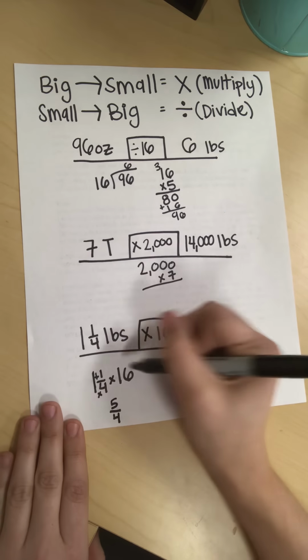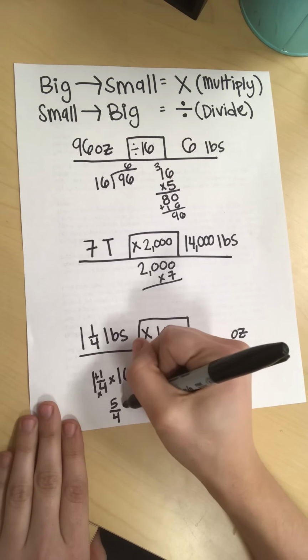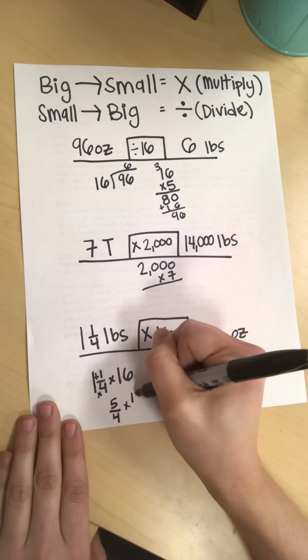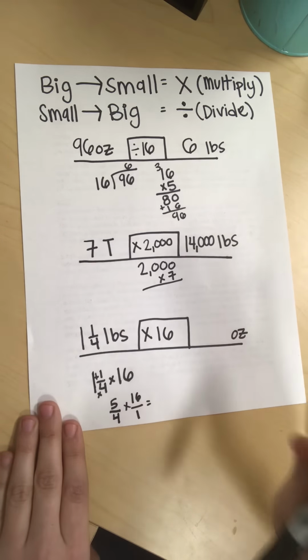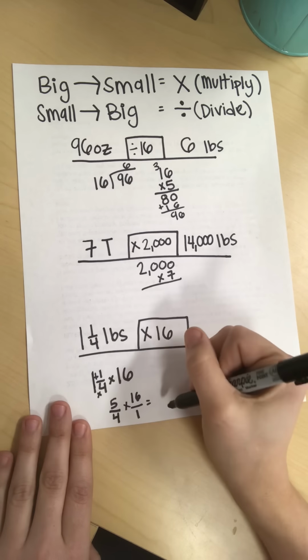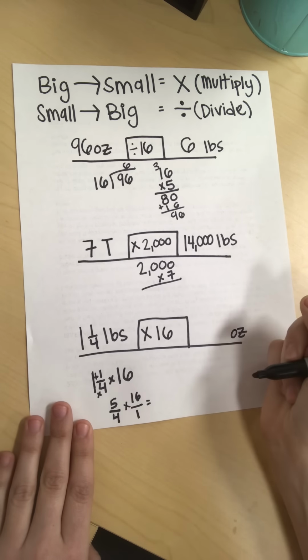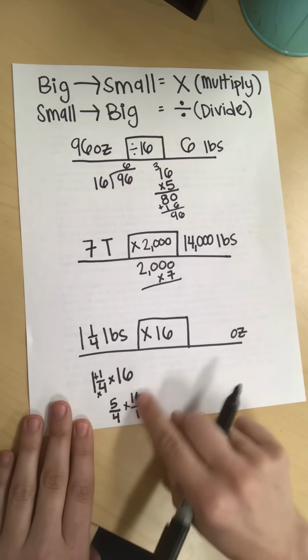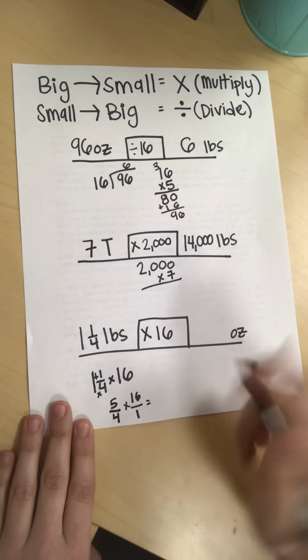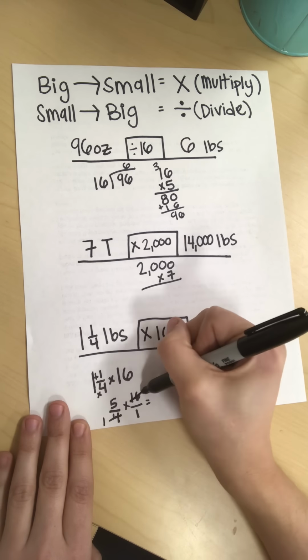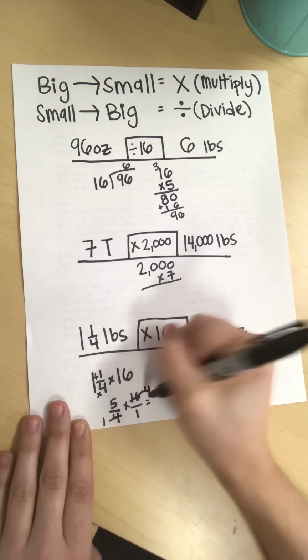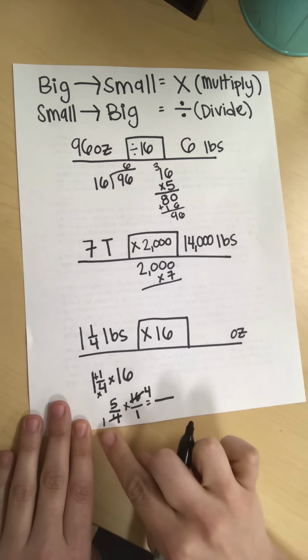Now, to make a whole number a fraction, that's easy. All you have to do is put it over 1. Now you just multiply across. So you can multiply across and simplify, or you can simplify before. I can see that there's a common factor between these two. It's 4. 4 goes into 4 once. 4 goes into 16 4 times. Now I can multiply across.